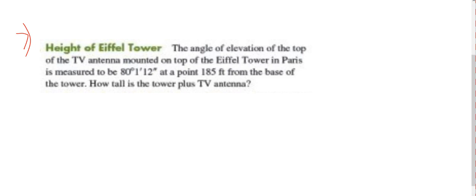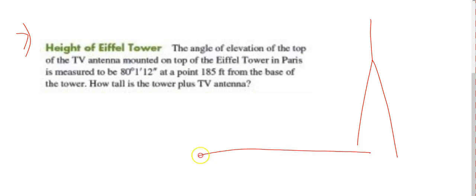The angle of elevation of the top of the antenna mounted on the top of the Eiffel Tower. So we got the tower. Tower. Antenna. TV antenna mounted on top of the Eiffel Tower in Paris is measured at a point 185 feet from the base of the tower. Okay. Stop disappearing. That is one drawback of this snipping program. So 185 feet away from the base.